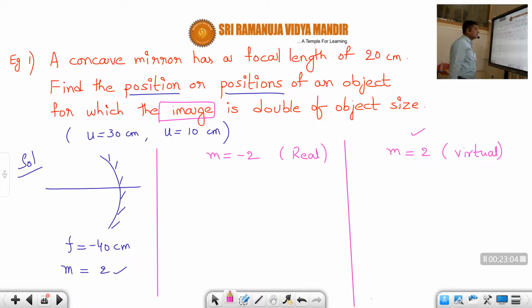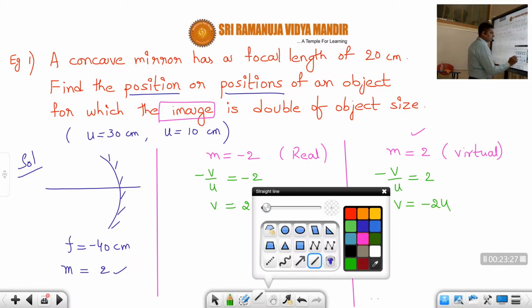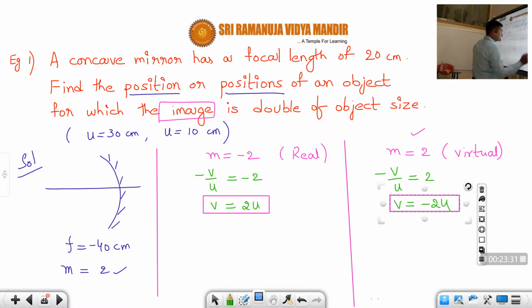Now let us see. We know the magnification formula. What is the magnification formula, students? m is equal to minus v by u is equal to -2. Here also minus v by u is equal to 2. So from here we can write v is equal to 2u, and from here v is equal to -2u. This is one important relation. So v equal to 2u, v equal to -2u.